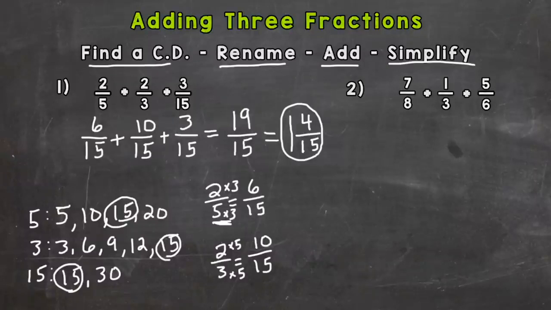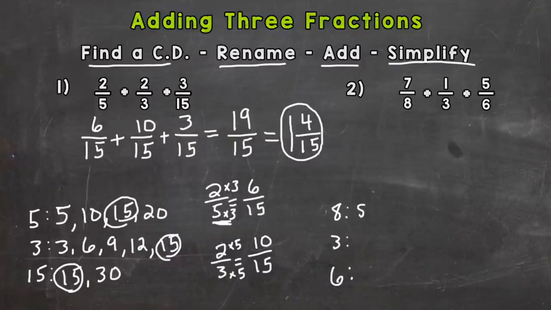So let's take a look at number 2. 7/8 plus 1/3 plus 5/6. So we don't have a common denominator, so we need to find one. So we need to come to our workspace at the bottom here and list our multiples for those denominators. So again, that's just counting up by 8, 3, and 6. All the numbers that 8, 3, and 6 will multiply into, or multiply to get.